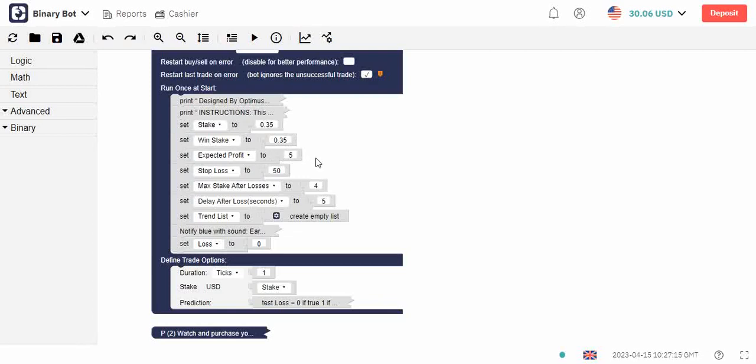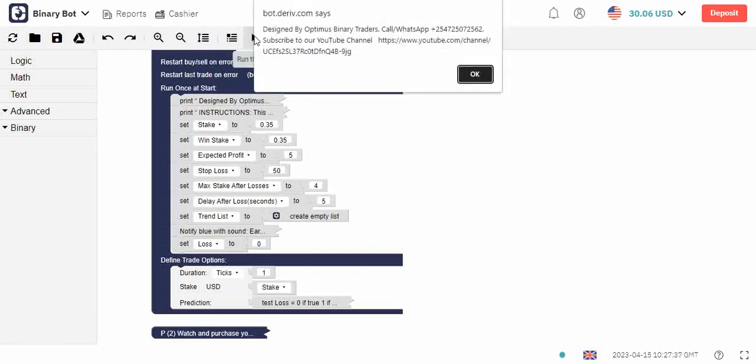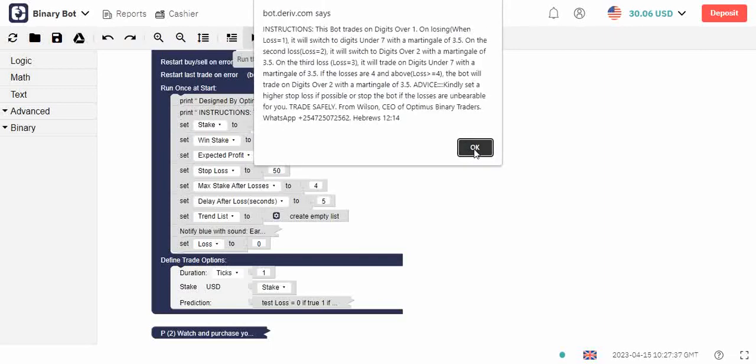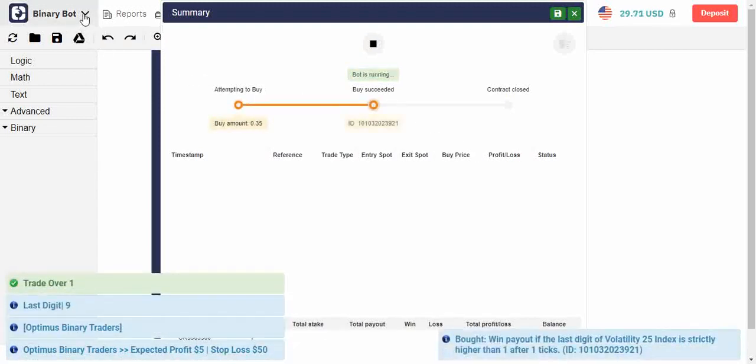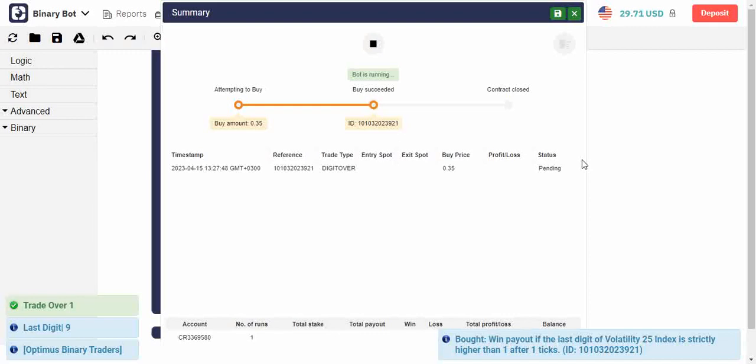I just want to collect $5, but this bot has some other features here, the maximum stake after losses. So it will stake up to $4. When the stake reaches $4 and it has not won, the bot will stop. Then there's also delay after loss. I've just set it to 5 seconds. Let's see how it goes. And so the instructions are all here. So I'm trading on Binary Bot and Deriv. So let's go.